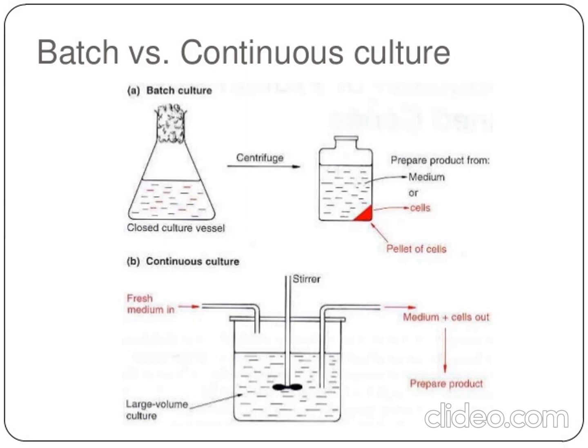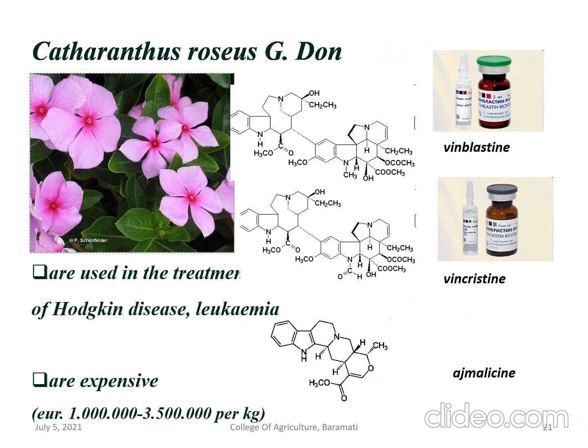In continuous culture, there is an inlet for fresh media and an outlet for old media. So generally, whatever cells are there which have produced a particular type of secondary metabolite, they are being grown continuously in the same flask. There is no need to decant the entire media. So this is called continuous culture.